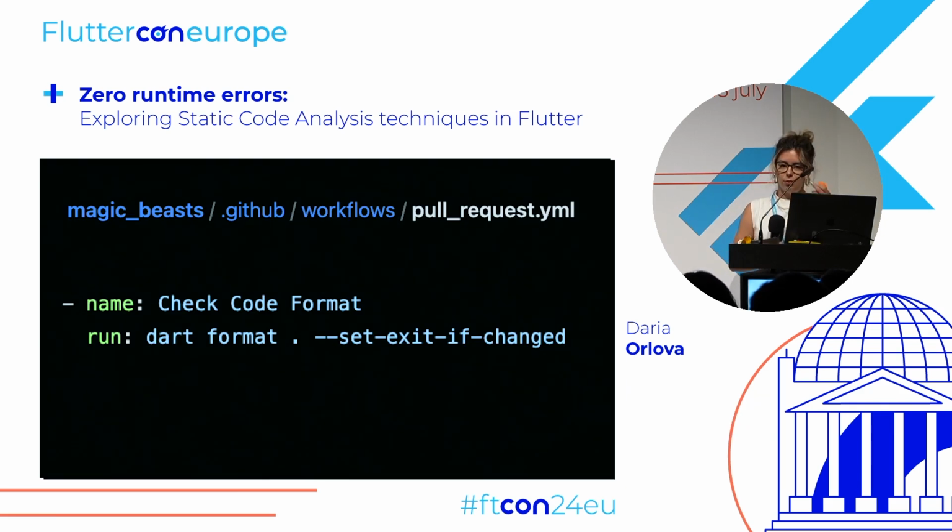The CLI command dart format --set-exit-if-changed checks if your code needs formatting, and if there are any formatting changes, it will return an error code and fail our CI.